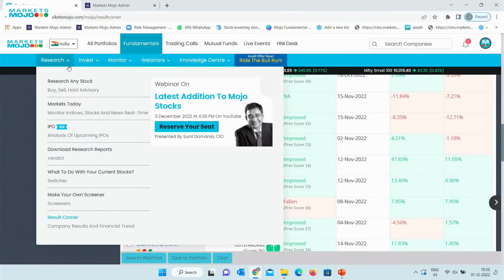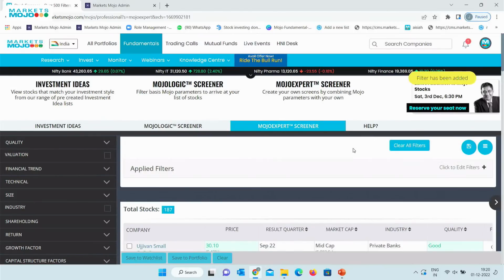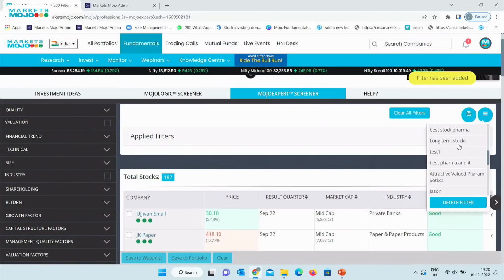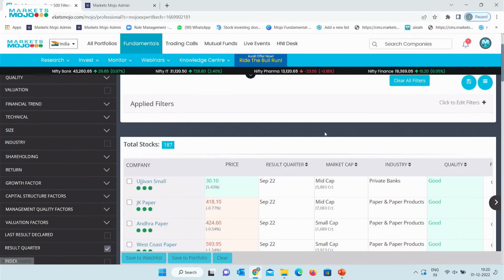So I think most of you know how to go to the screener section, simply under research, second last point, make your own screener. We're under expert screener over here. Now I won't create the screener from scratch. If you attended my first event, I told you about the option of saving a particular screener. So I've already made a particular screener called CFT Improved Strategy.